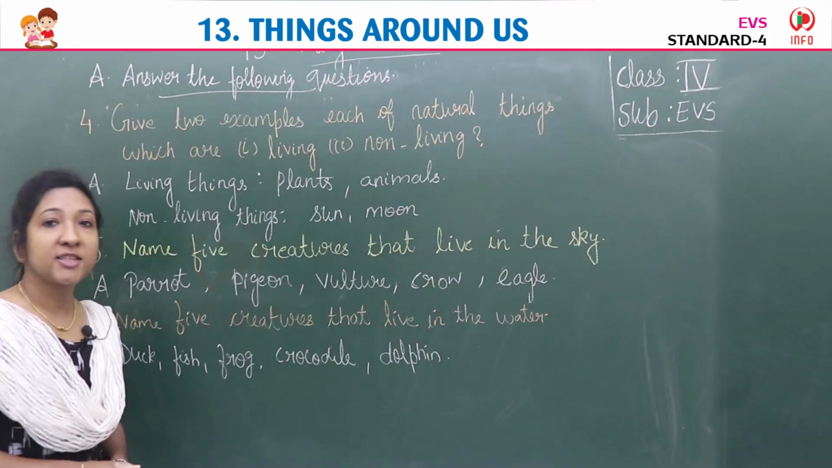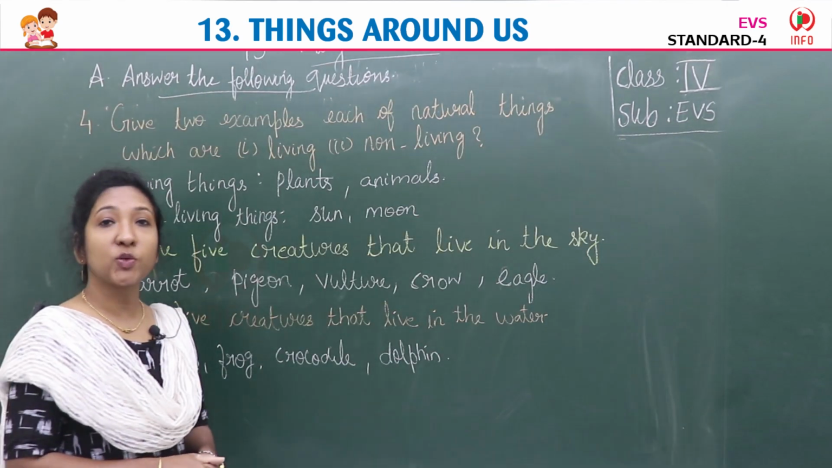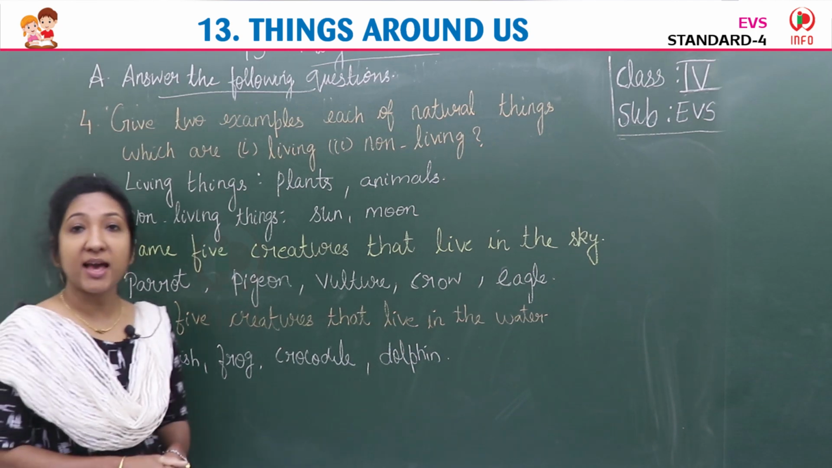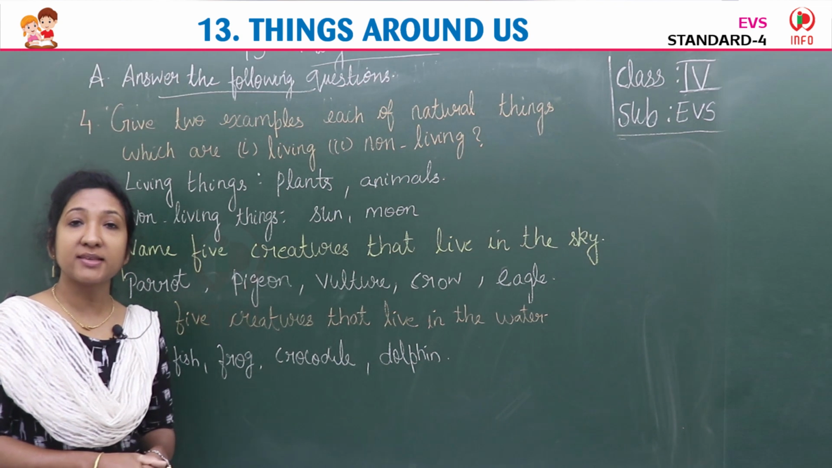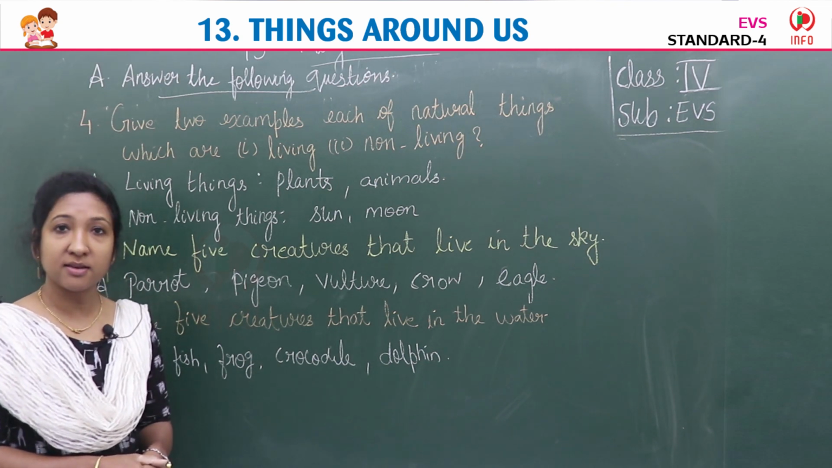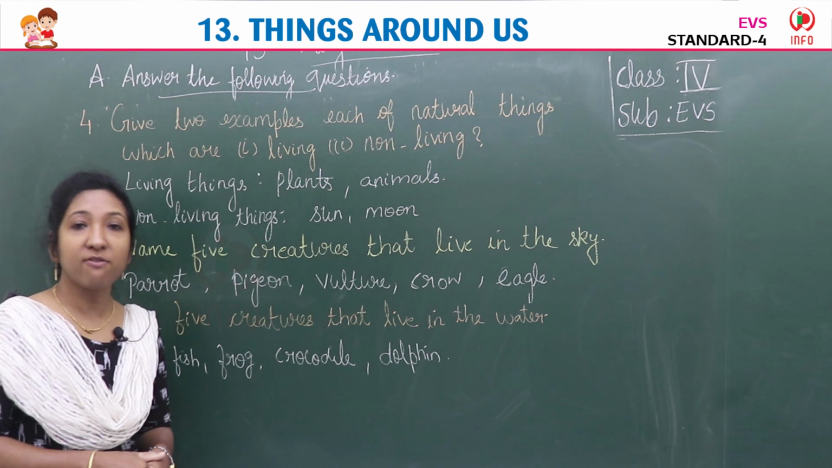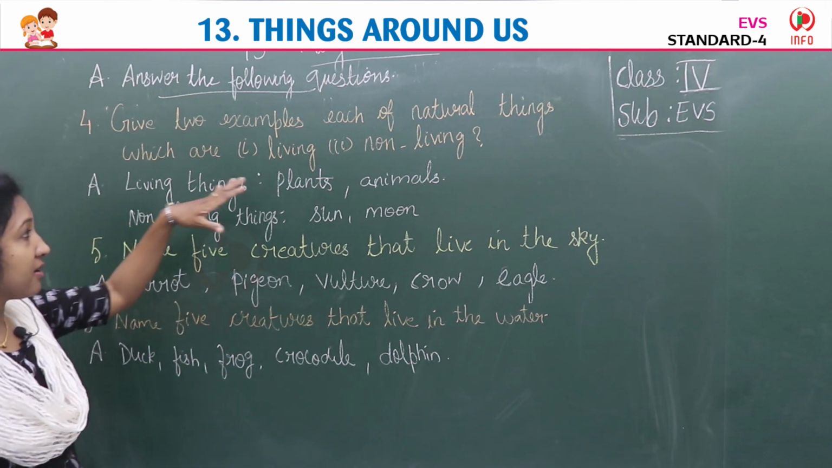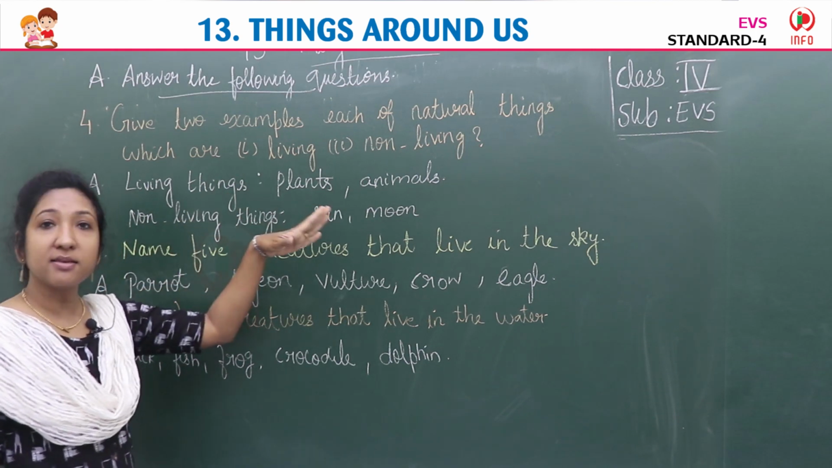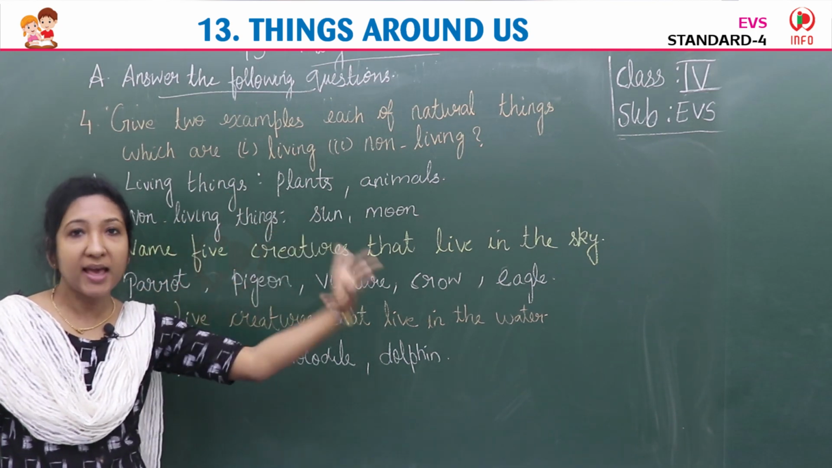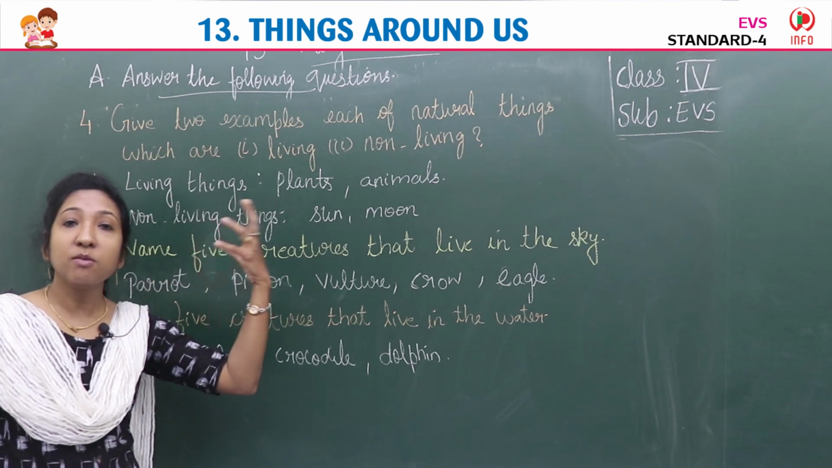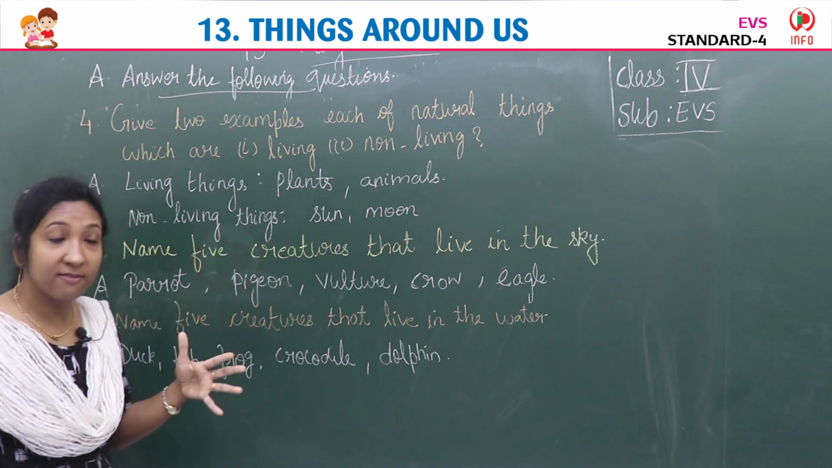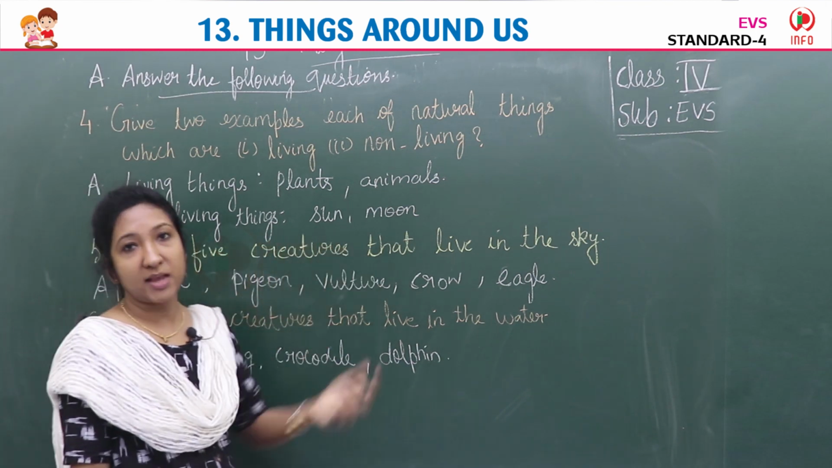Okay, children, so our next question, the fourth question, is: give two examples each of natural things which are living and non-living. Natural things are divided into living and non-living things, isn't it? You have to write two examples of living and non-living in the natural things. Living things among the natural things: plants, trees, they are all natural things only, but they are living. Sun, moon, stars, rocks, sand, they are natural things, but they are not living. So non-living things we can write sun, moon as examples.